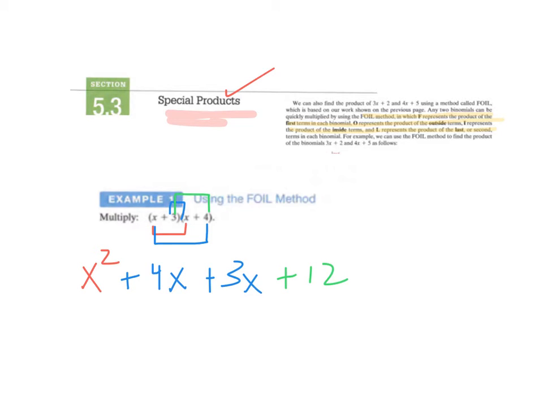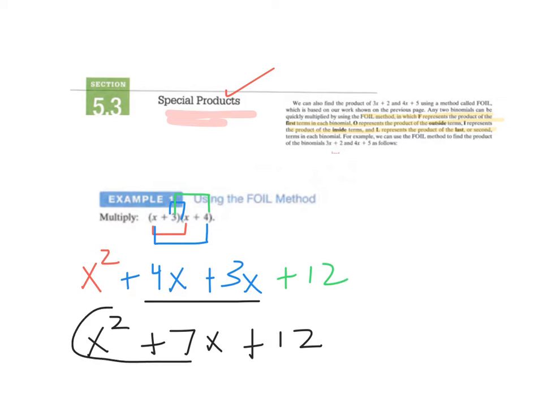From here, we can combine all like terms. So these two are like terms. So my final answer would be x squared plus 7x, because 4 plus 3x, 7x plus 12. And this would be my answer after like terms are combined. So we're multiplying and then combining like terms.